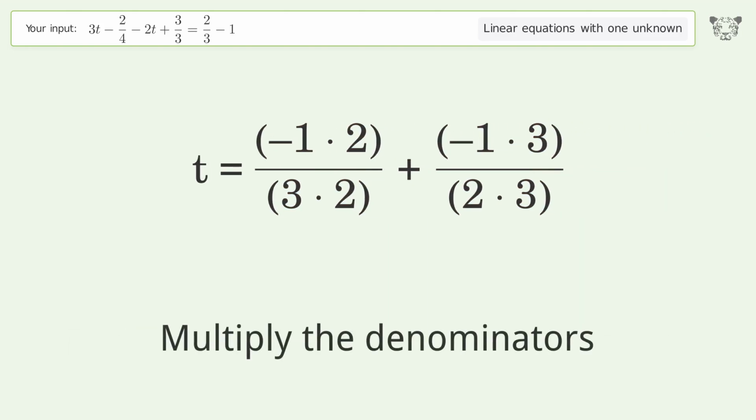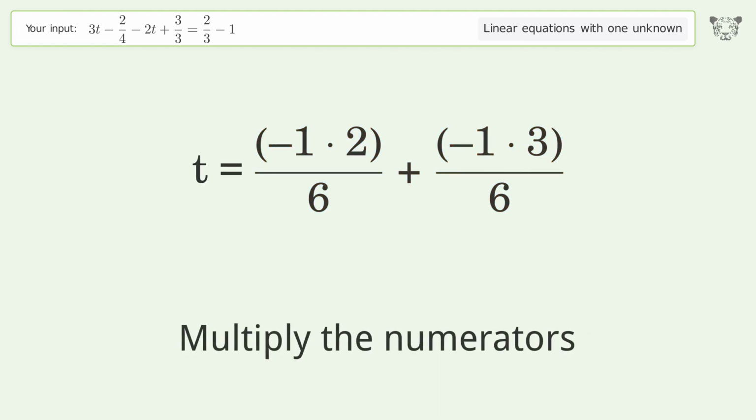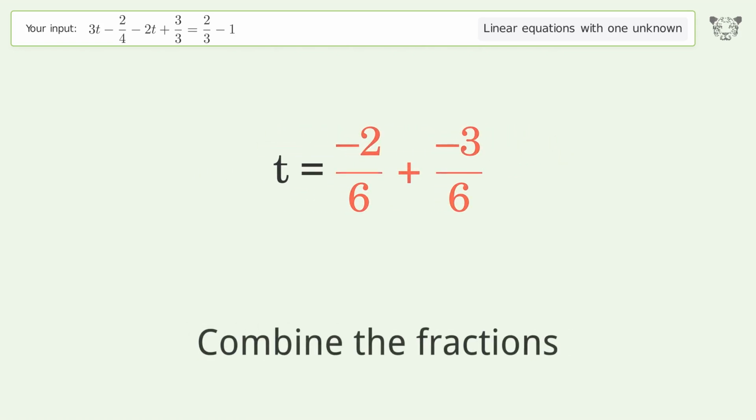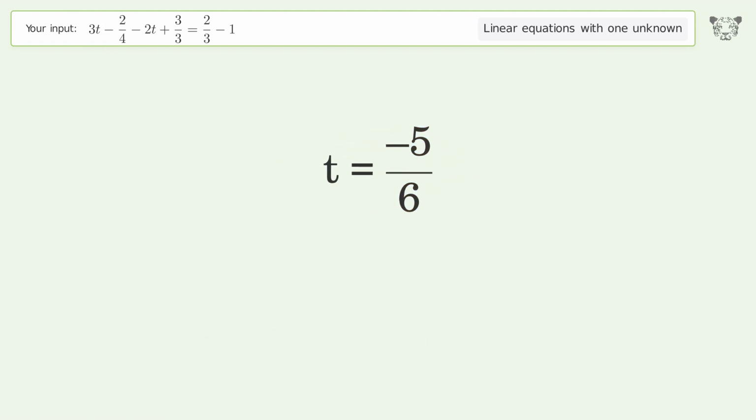Multiply the denominators. Multiply the numerators. Combine the fractions. Combine the numerators. And so the final result is t equals -5/6.